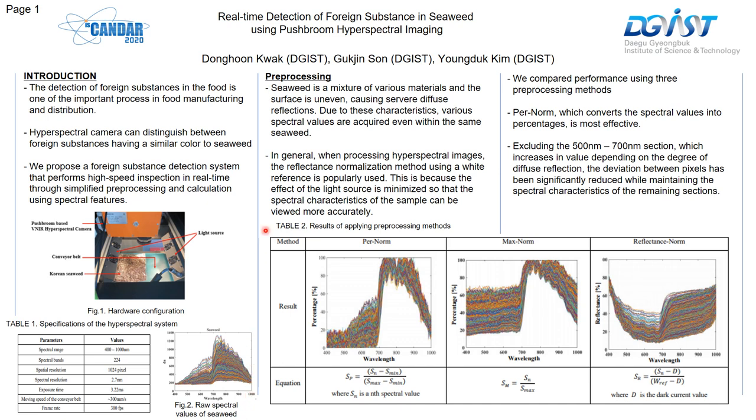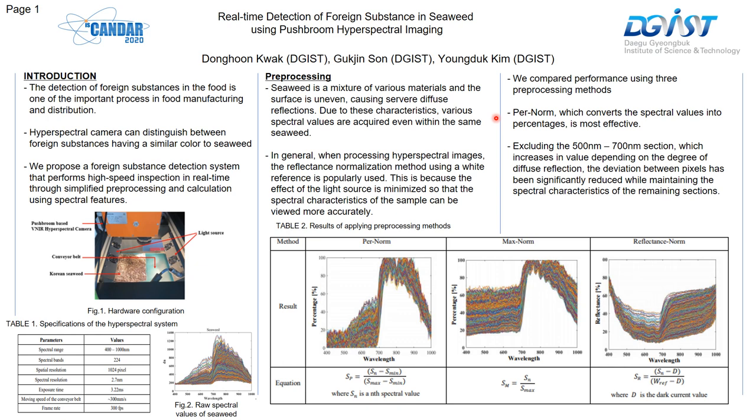We compared performance using 3 pre-processing methods: per normalization, max normalization, and reflectance normalization. In general, when processing hyperspectral images, the reflectance normalization method using a white reference is popularly used. This is because the effect of the light source is minimized so that the spectral characteristics of the sample can be viewed more accurately. But in this case, per norm is most effective.